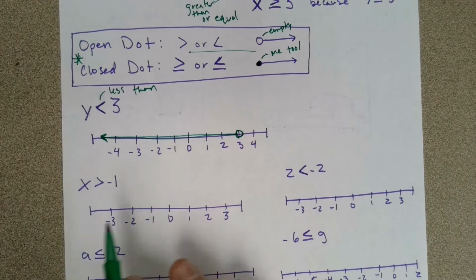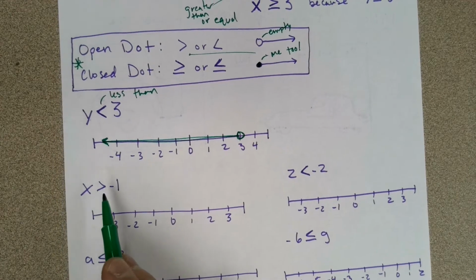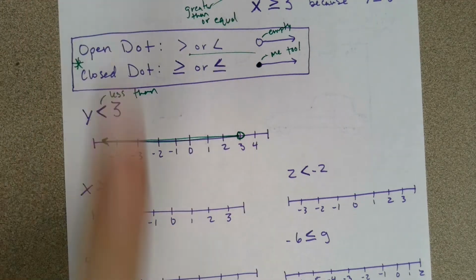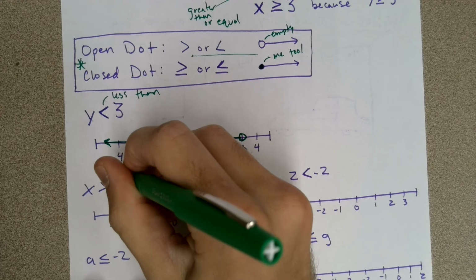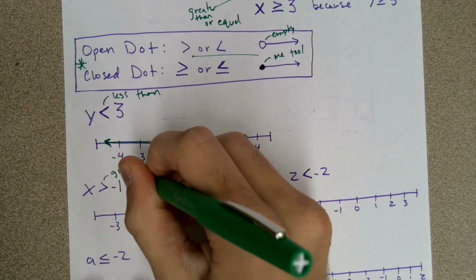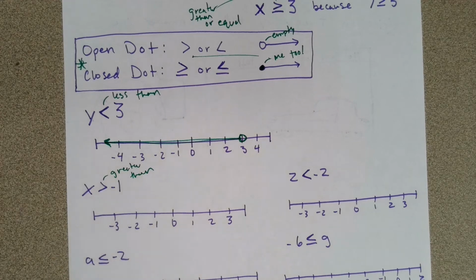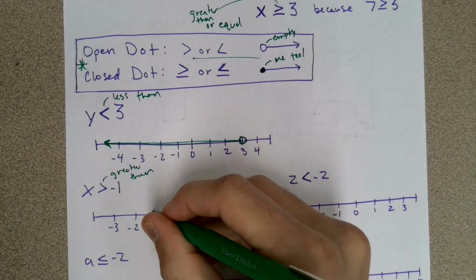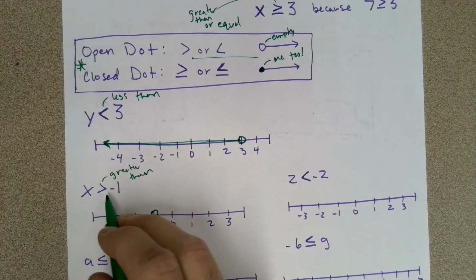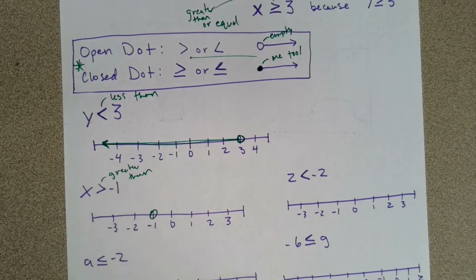Move on to our second one. We've got x. Is that greater than or less than? Think about it for a second in your head. Make that L if you need to. I'm making my L. Doesn't go the same way, so I know this is greater than. X is greater than -1. So right away I'm going to put that open dot on -1 because I see the equal sign is not there.